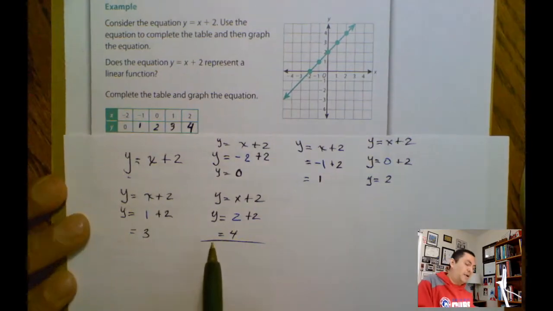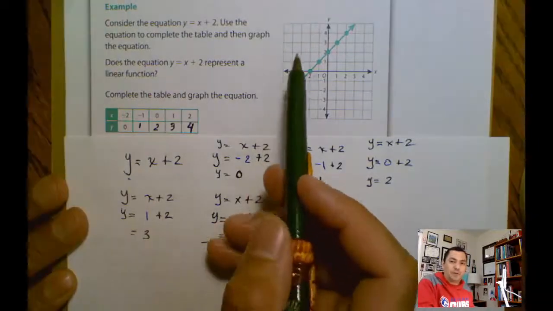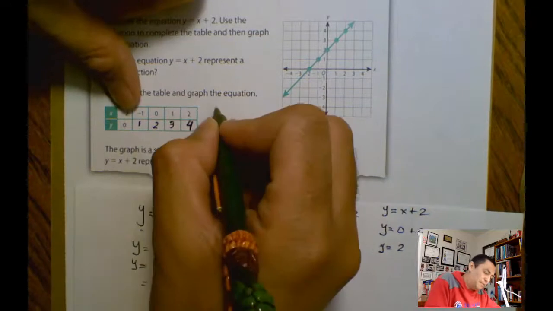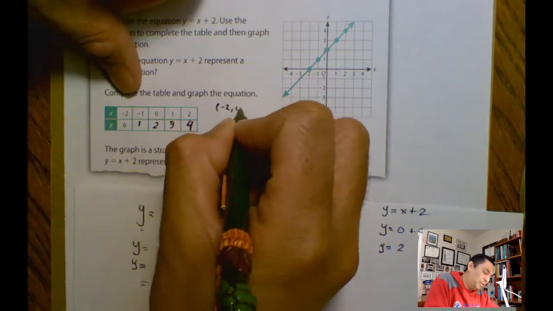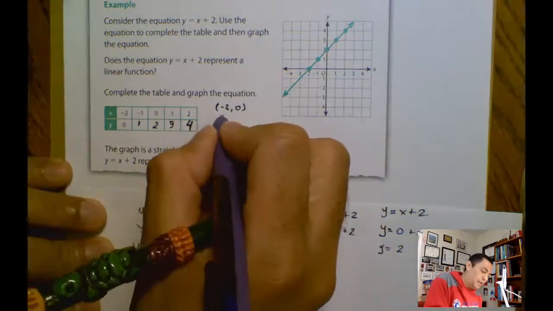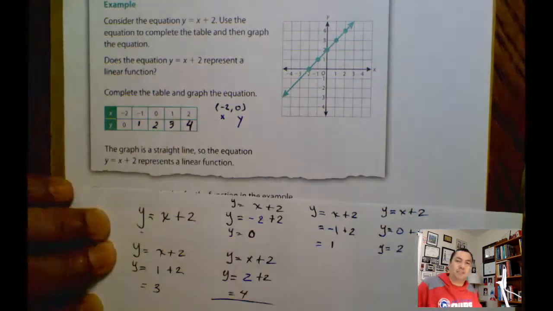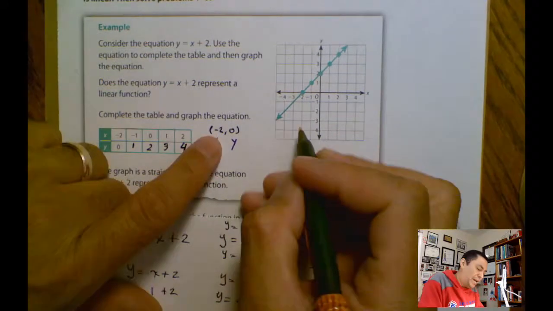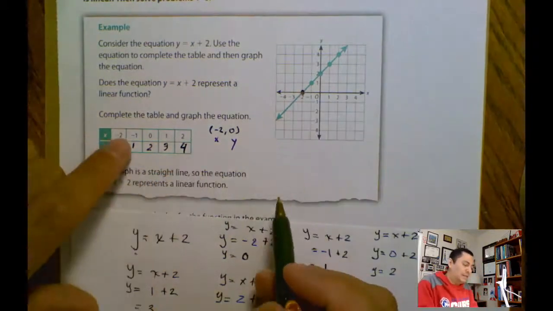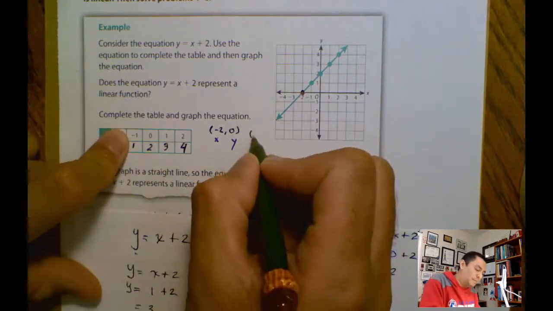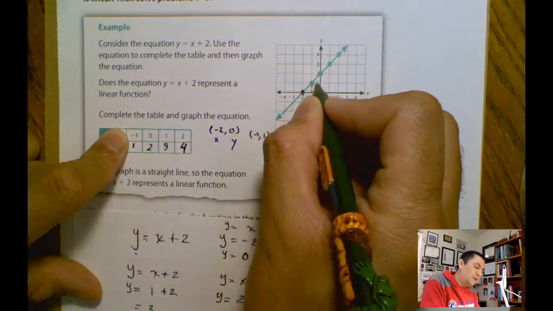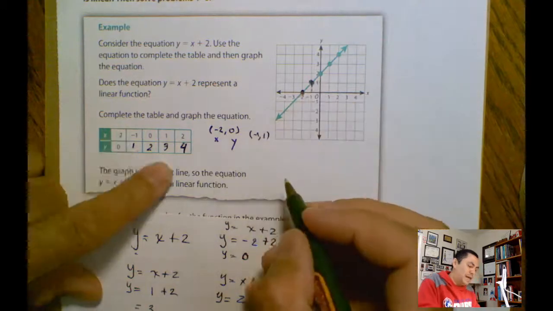They're asking me to graph, but the graph is already there. You have the graph, so we graph these points. The first one is -2, 0. Always remember that the first number is your value of x, and the second one is the value of y. So you go -2 in x, 0 in y. Then the next point is -1 and 1: -1 in x, 1 in y. And we go that way.